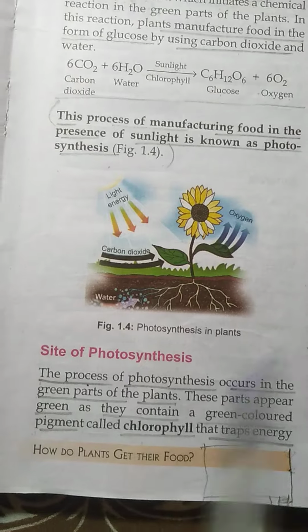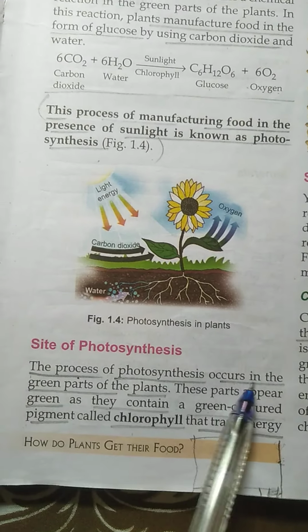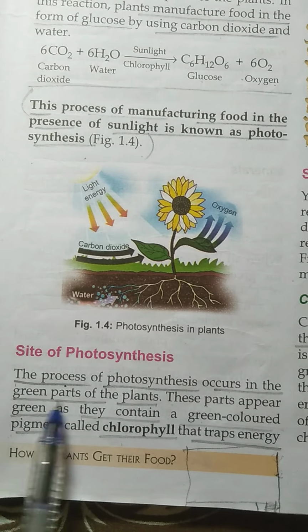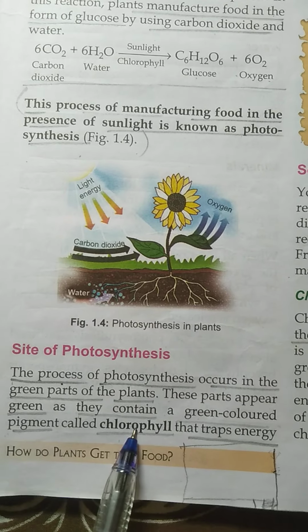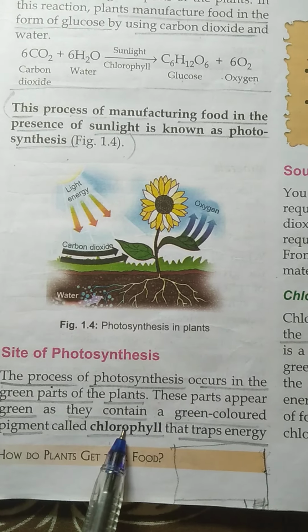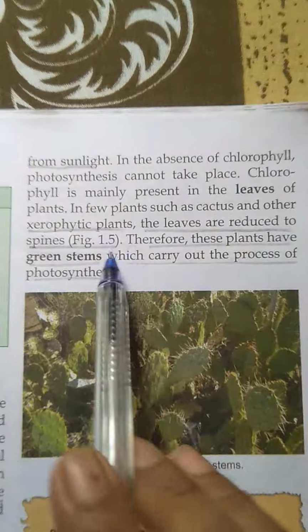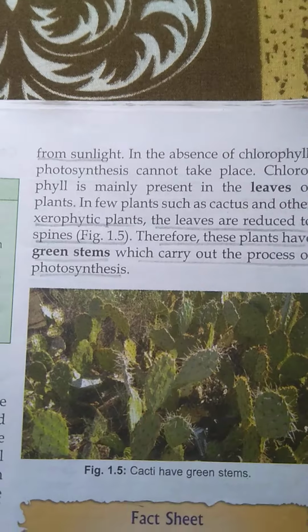Next comes the site of photosynthesis. Where does photosynthesis occur? Photosynthesis occurs in the green parts of the plants, the parts that contain the green color pigment, which is called chlorophyll. What is the importance of chlorophyll? Chlorophyll traps energy from the sunlight. In the absence of chlorophyll, photosynthesis cannot take place.